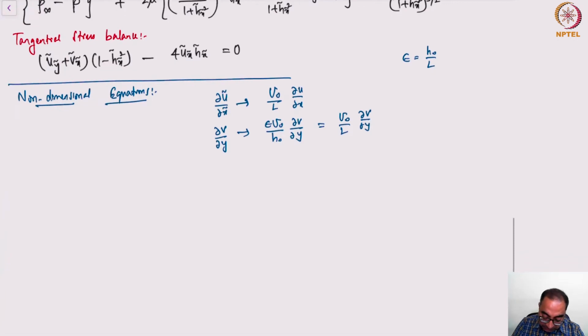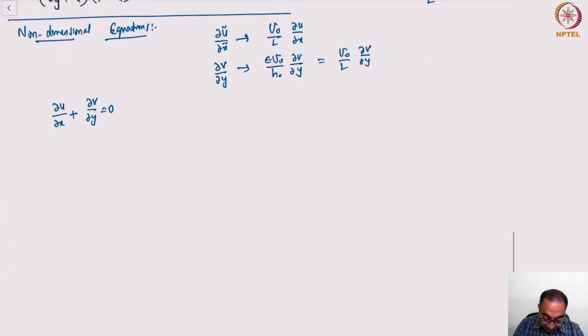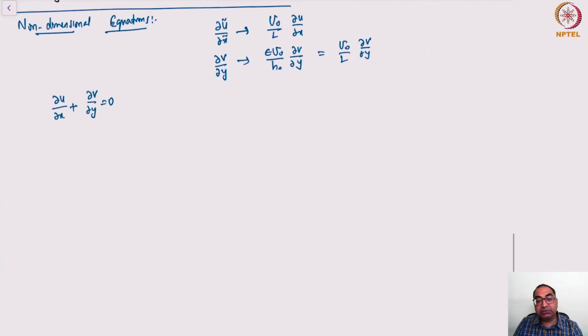So let's write down these equations. I'll write down the equations directly. The continuity equation becomes del u by del x plus del v by del y equal to 0. Note that there is no decoration on top of any of these variables. So if they are plain variables, they are non-dimensional or dimensionless variables. The continuity equation remains as it is, it doesn't change.